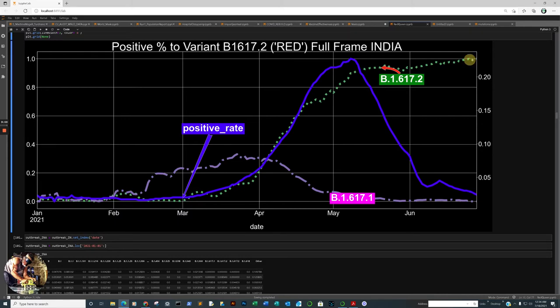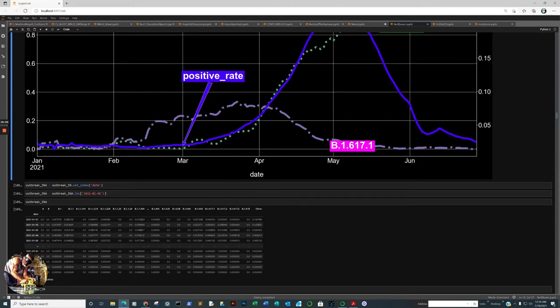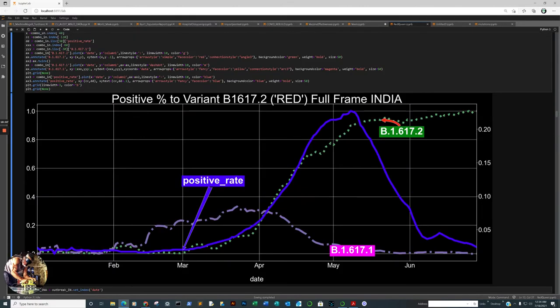Look at that. Look at that. That's your positivity rate, the B1617.2. That is just incredible. Now, if we look at, for example, let's look at something else, a little cleaner to see.